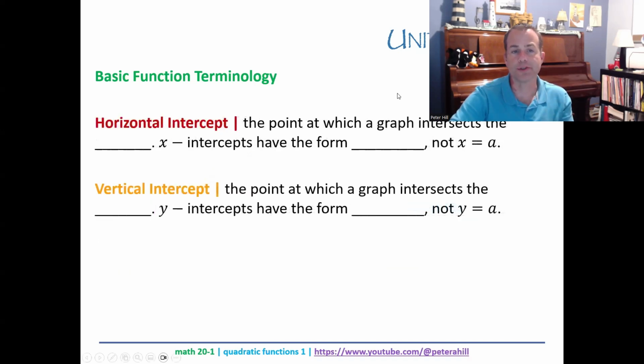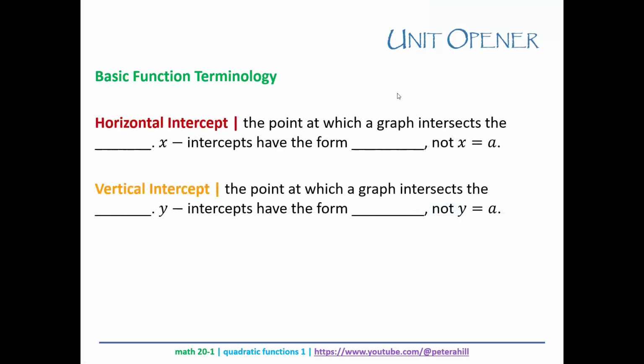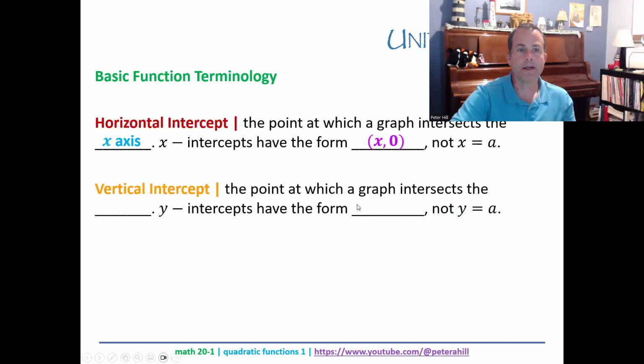Then we have the horizontal intercept and the vertical intercept. Horizontal intercept is known as the x-intercept. It's the point at which a graph intersects the x-axis. X-intercepts have the form (x, 0), not x equals a. So you don't say x equals something when you're asked for an intercept. You write it as a coordinate point. Same with the vertical intercept, also known as the y-intercept. It's the point at which a graph intersects the y-axis. Y-intercepts have the form (0, y). They're written as a coordinate point, not y equals some number.